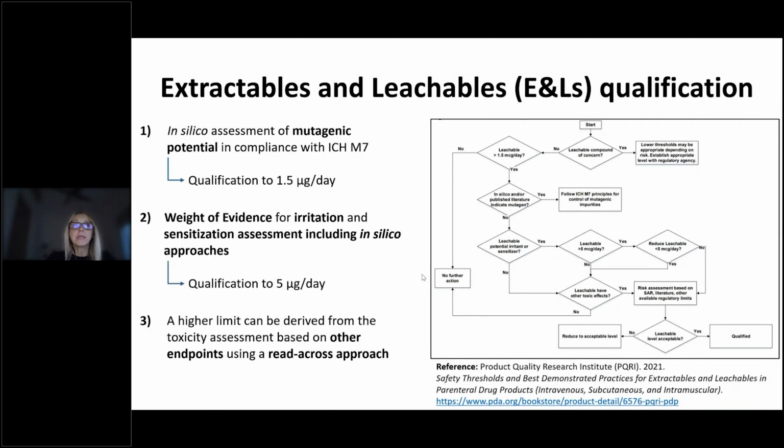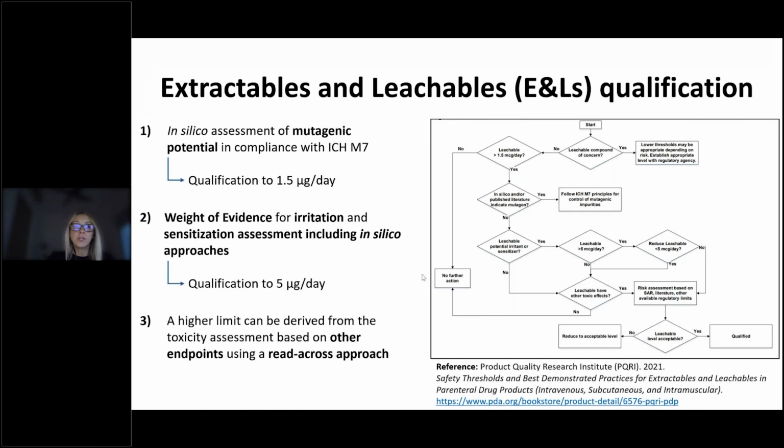This is the current status, but we also know that there are ongoing activities that are expected to become available with the upcoming ICH Q3E guidance, where these limits may also be revised and where further details on how to employ in silico methods for the safety limit derivation of extractables and leachables will be documented and defined in more detail.